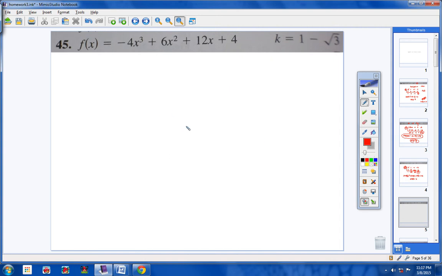Now this one could take a while, so hopefully we won't make any mistakes. First of all, standard form. Second of all, we're not missing any terms. 3, 2, 1. Constant term, okay? So here we go.